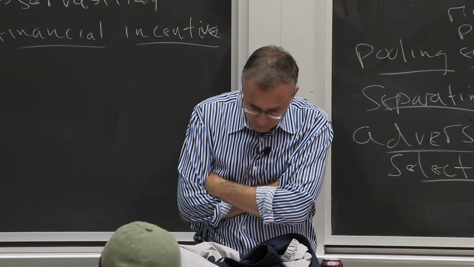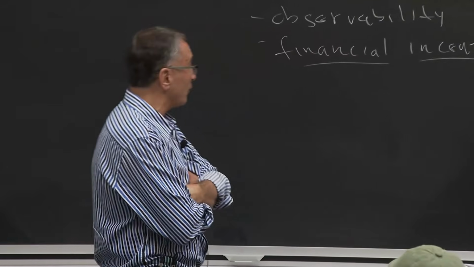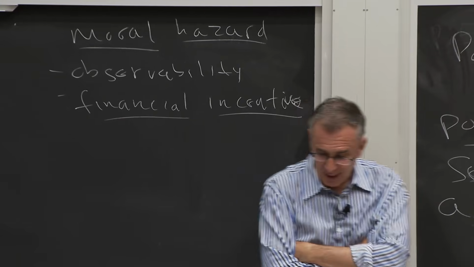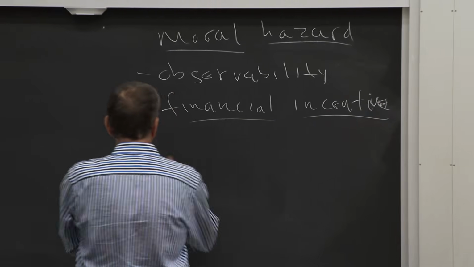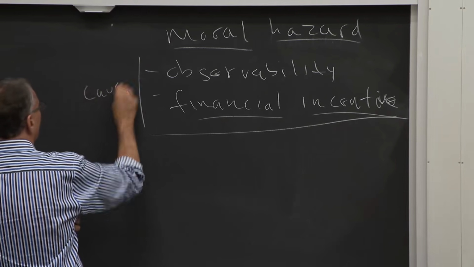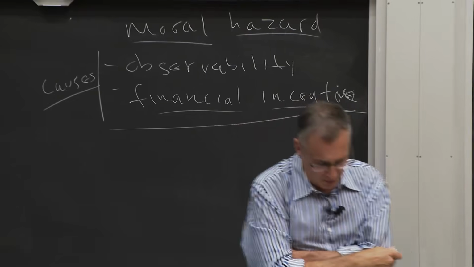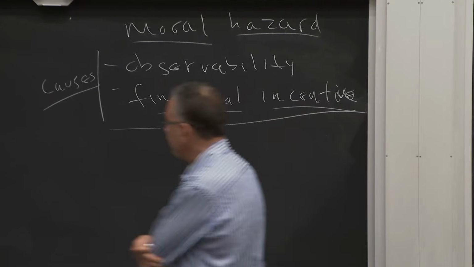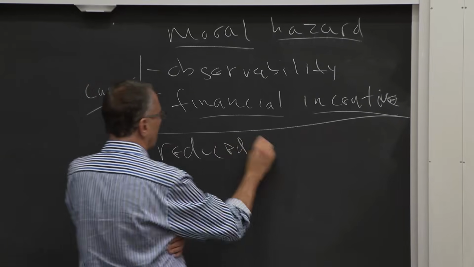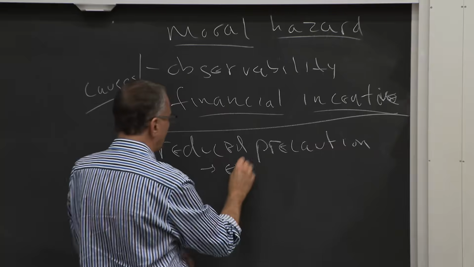It can be pernicious, and it's going to depend on these two things. So that's the first thing about moral hazard, what causes it: observability and financial incentives. The second thing about moral hazard is that it's multidimensional. There could be multiple types of moral hazard. The types we typically think about are reduced precaution, or what we might call ex ante moral hazard.